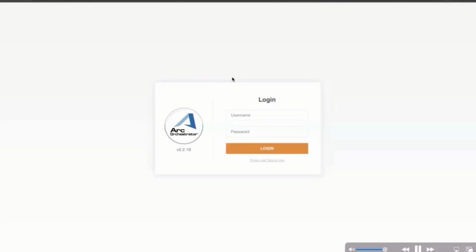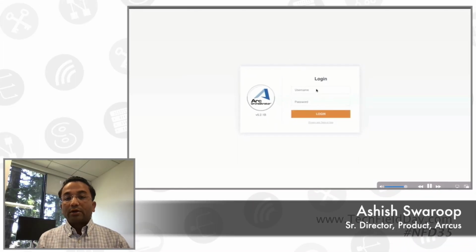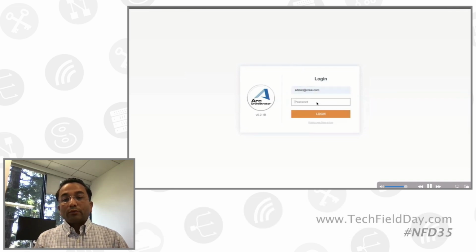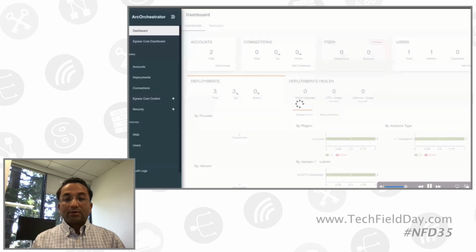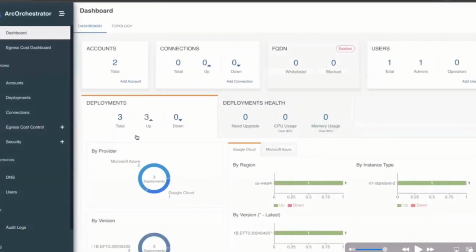Let's log in to Arc Orchestrator. This is the Arc Orchestrator dashboard where we are logging in to a tenant. It's a multi-tenant platform, so we have already onboarded a tenant called Coke here. And this is the dashboard where you can look at all the deployments that we have done, look at cloud health, and the deployment of all the Arc Edges that have been deployed in various clouds.